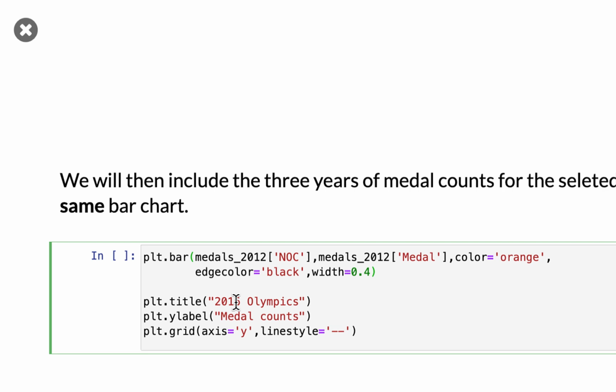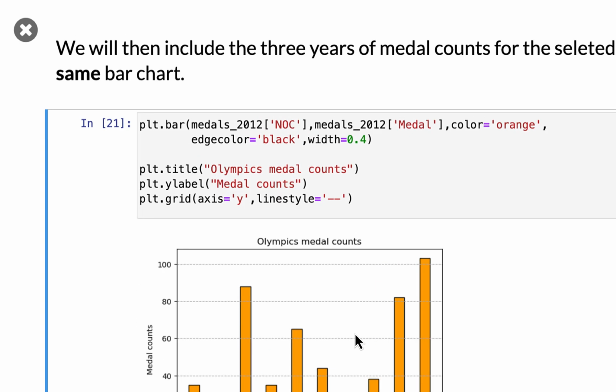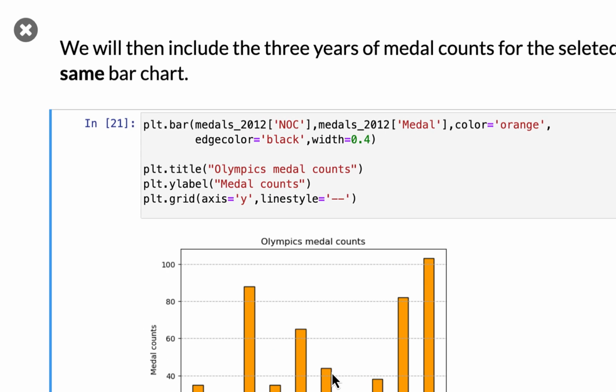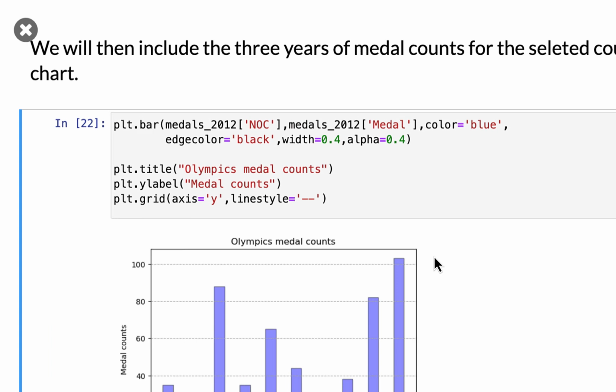And then title, maybe change it to Olympics medal counts. Grid line is okay, right? So this will plot you the 2012 games. Nothing too different from before, but maybe change the color, right? Let's use blue, for example. And then I'm going to use an alpha parameter, alpha equal to 0.4, to make it transparent, right? So it's a blue, but a bit transparent.